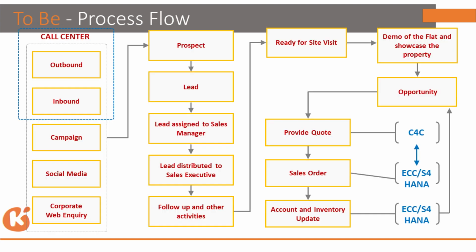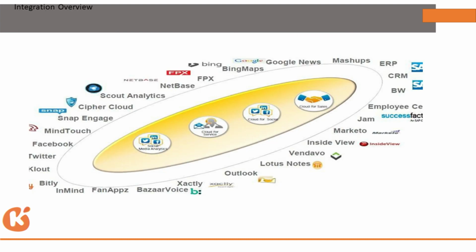And then the next topic is the to-be process, or the process flow, which I told you. There is a call center where your process will run, CTI calling will happen, and after calling there will be a campaign creation. From the campaign a prospect is created, followed by a lead, assignment of the lead to a manager, executive follow-ups, and then a site visit plan where you need to show the demo. Another slide talks about the integration of C4C.